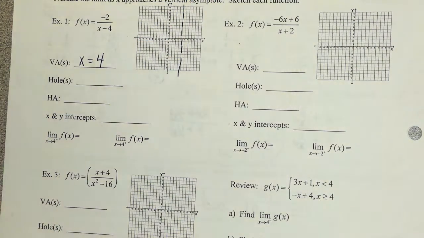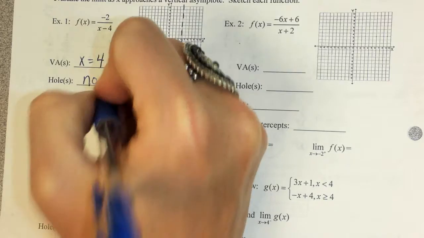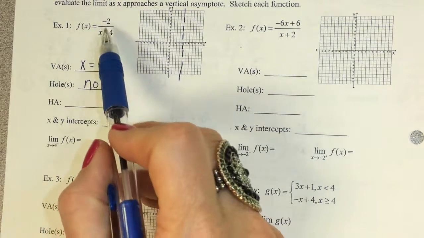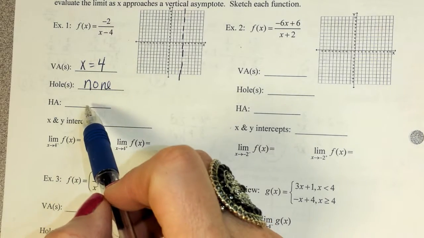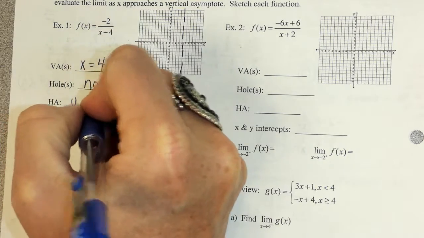Okay. Now we want to see if there would be any holes in the graph. To find holes in the graph, there would have to be something that's a factor in the denominator that cancels with the numerator. We do not have that, so therefore there will be no holes in the graph. The horizontal asymptote, we can use those rules we just talked about up above. When the power in the denominator is higher than the power in the numerator, what is that horizontal asymptote? 0. So this is going to be y equals 0.